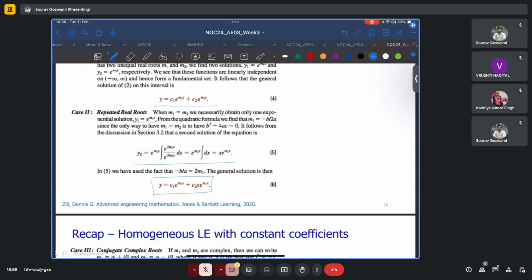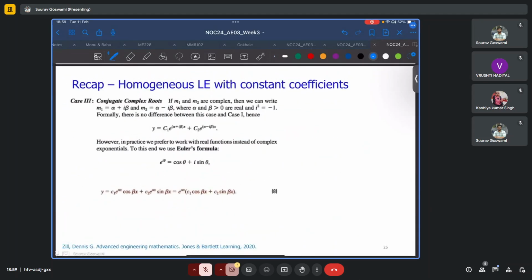In fact, if we had three solutions, the third solution would have simply become c2 x square e power m1x. If there were four terms, then c4 x cube e power m1x and so on. The multiplicity of x just keeps on increasing.